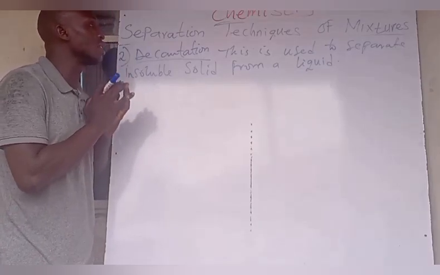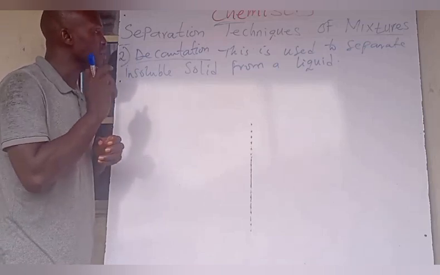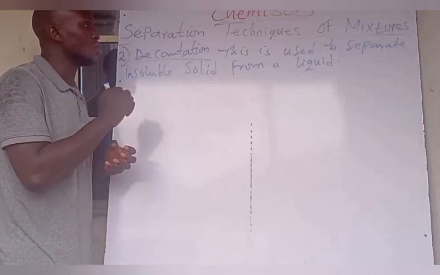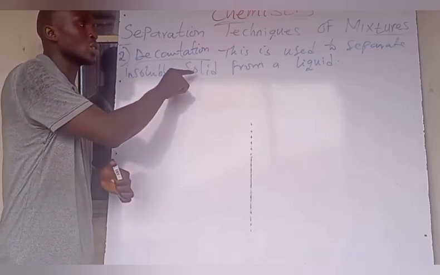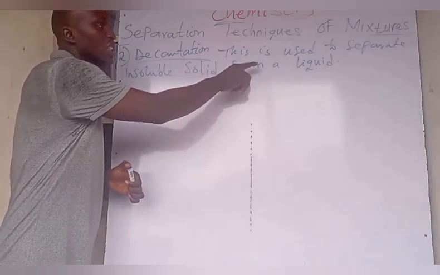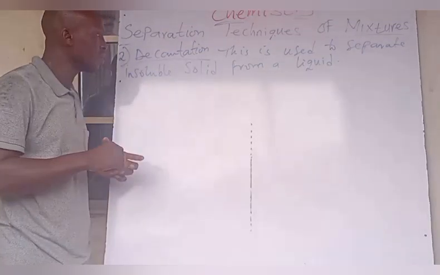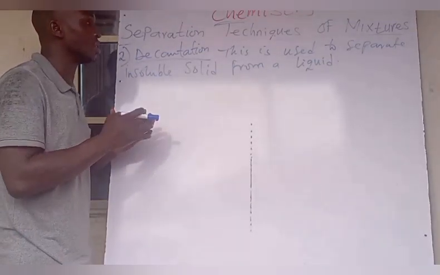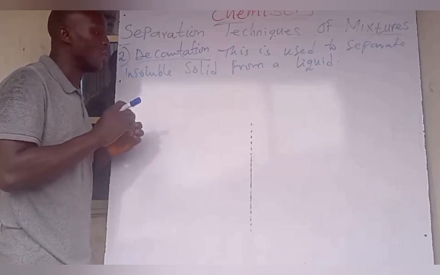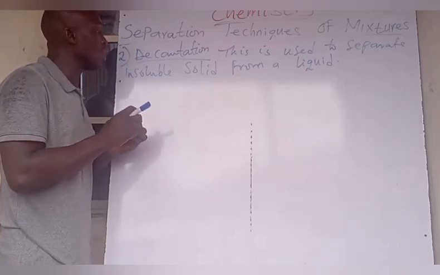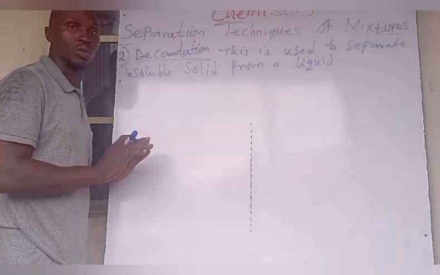Now the key point is that before you use decantation as a separation method for a mixture, you must ensure that the mixture that you have contains an insoluble solid in a liquid. Now, how is this done? Before you carry out decantation, you first of all allow the mixture of the insoluble solid and the liquid to settle.